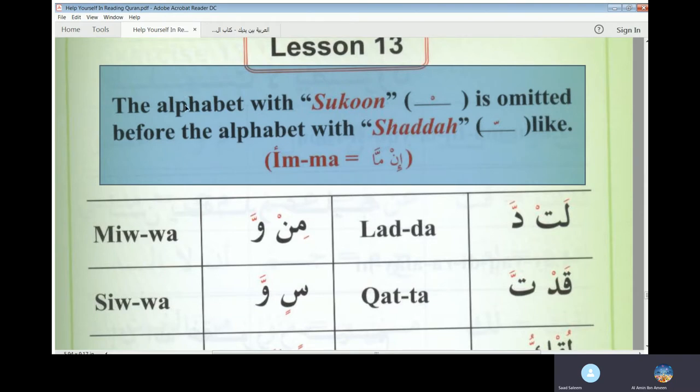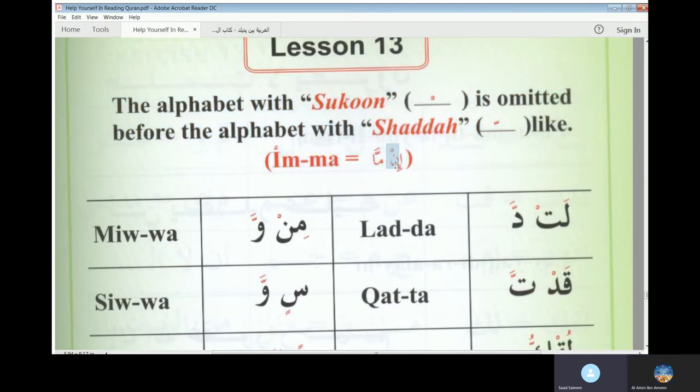The alphabet with sukun is omitted before the alphabet with shadda, like imma. On a normal occasion we pronounce in, but here we will not pronounce the noon because of this shadda. Because of this shadda, this noon sukun will be ignored. It will become imma.